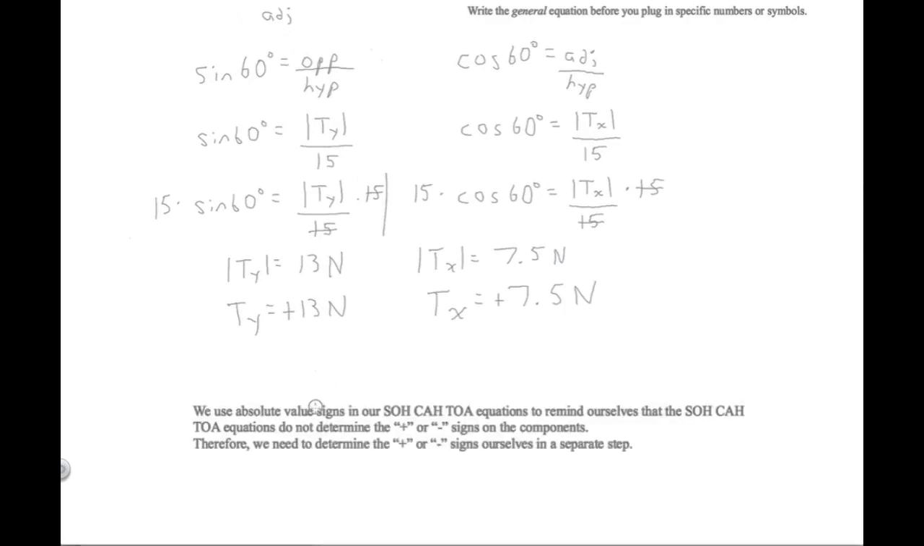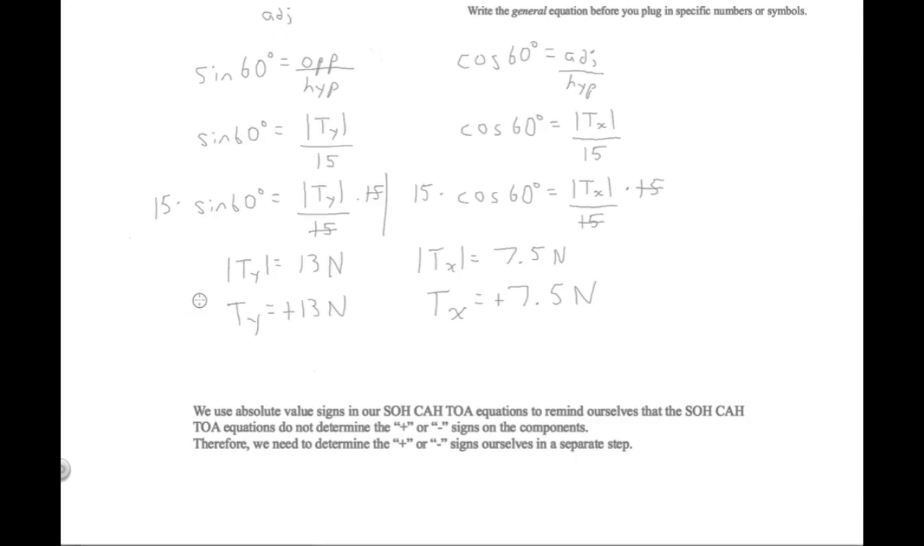We use absolute value signs in our SOHCAHTOA equations to remind ourselves that the SOHCAHTOA equations don't determine the plus or minus signs on the components. We need to determine the plus or minus signs ourselves in a separate step, like we did here. So we're trying to use the exact right symbol at each point. The exact right symbol here is absolute values to show that this line tells us only the magnitudes of the components. And the exact right symbol here is no absolute value signs because this line represents the complete component, including the plus or minus signs.